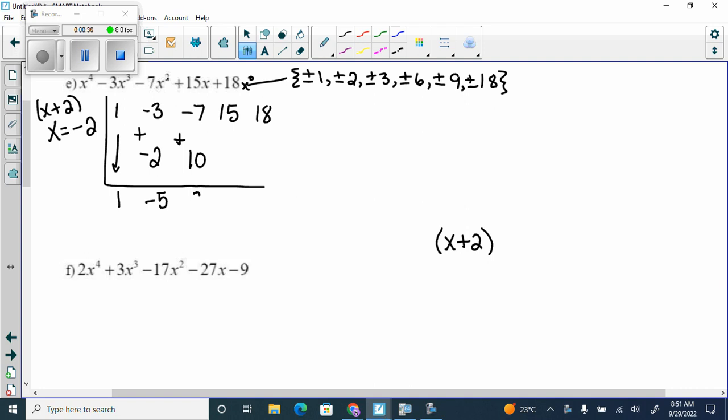-7 and 10 is 3. Then we're going to multiply. -2 times -3 is -6. Then we're going to add, is 9. Then we're going to multiply, is -18. And then we're going to be happy because we got a remainder of 0.